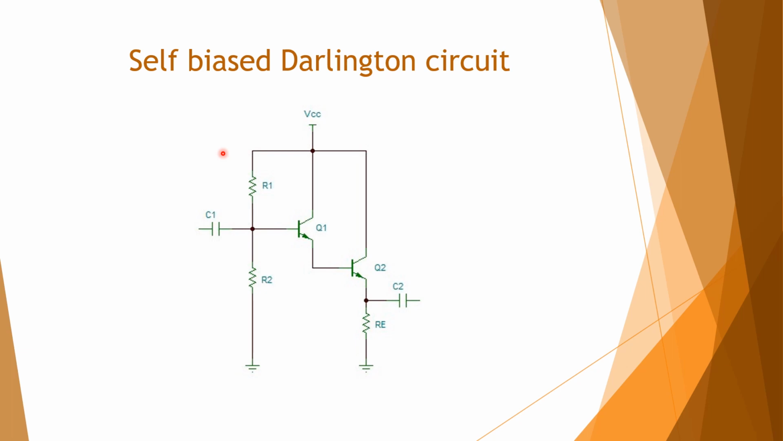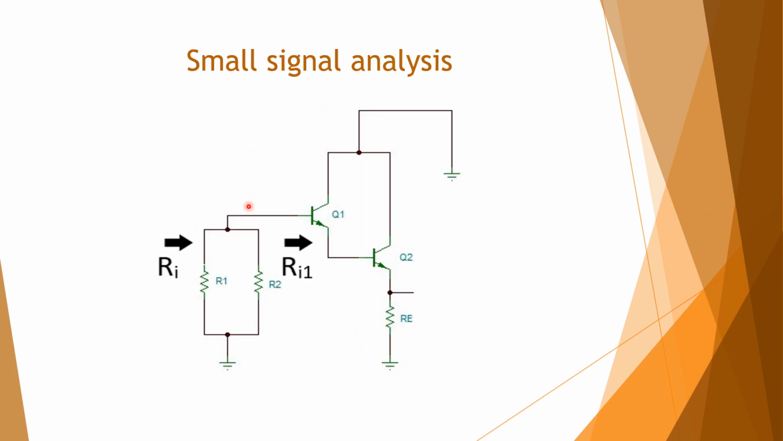So let us analyze the input resistance and voltage gain of the self-biased circuit. This is a small signal analysis of the circuit, where this is VCC here. VCC is made a short circuit, and all the coupling capacitors are short circuited, and this R1 and R2 become a parallel combination and come like this. This Ri1 is the input resistance seen from the base of the first transistor Q1, and this Ri is the input resistance seen from the input to the circuit.